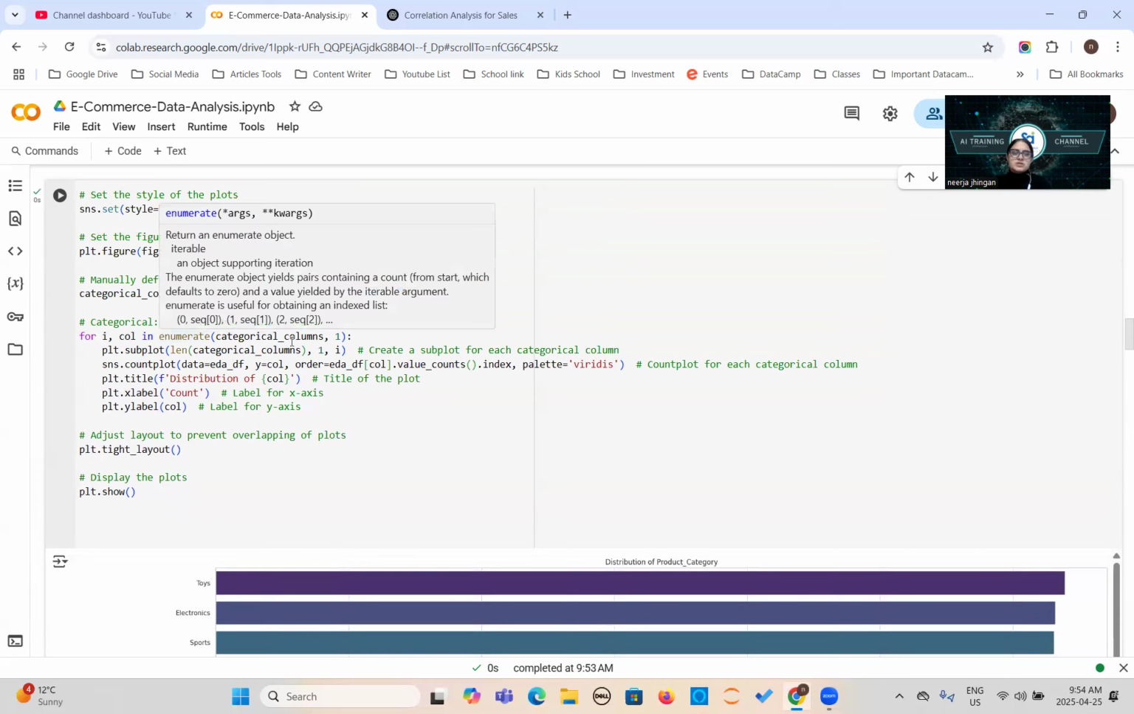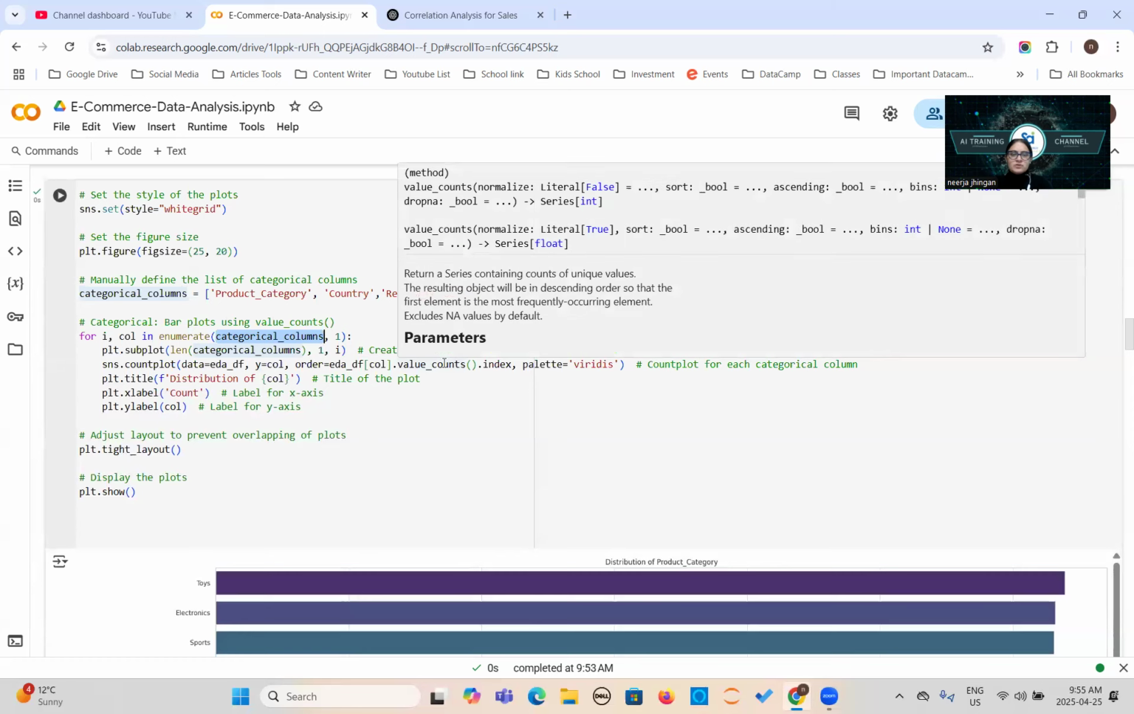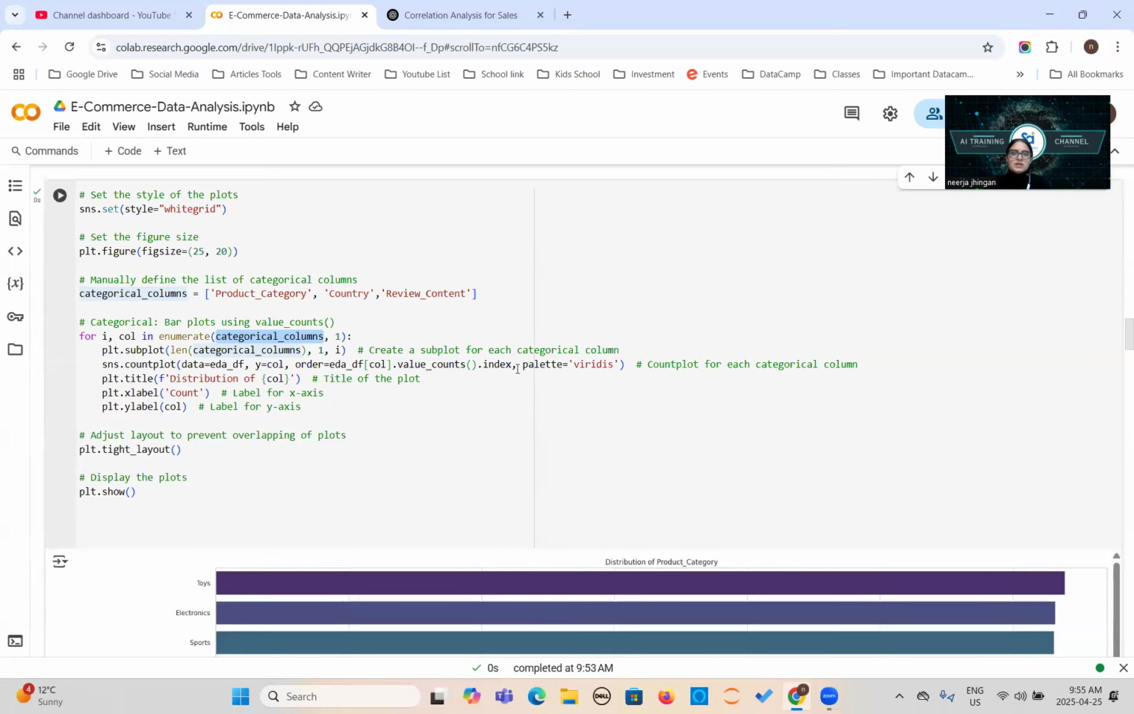Enumerate means, because of the way I have created the list, it will pick up the list automatically based on the column, and then it will start to do the count plot here. We are choosing the value count index. Here I wanted to highlight this, which is actually very important.